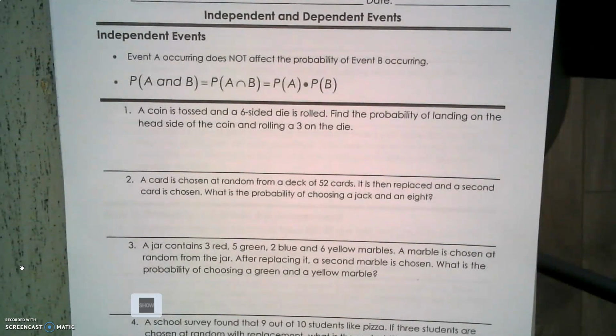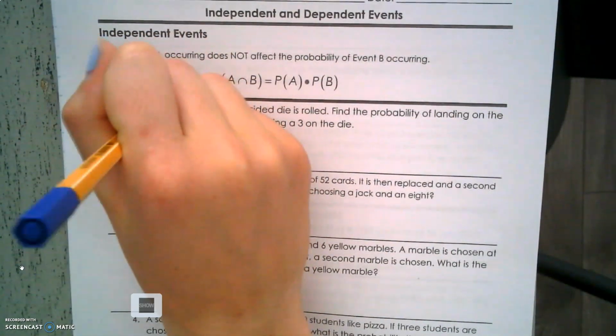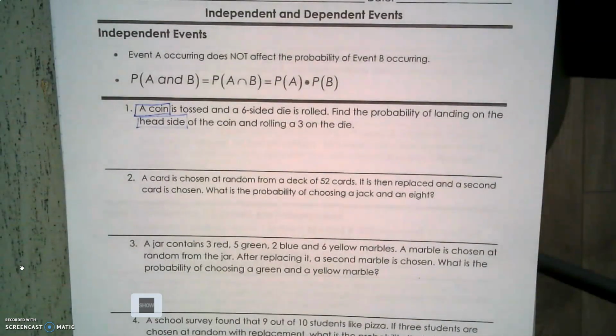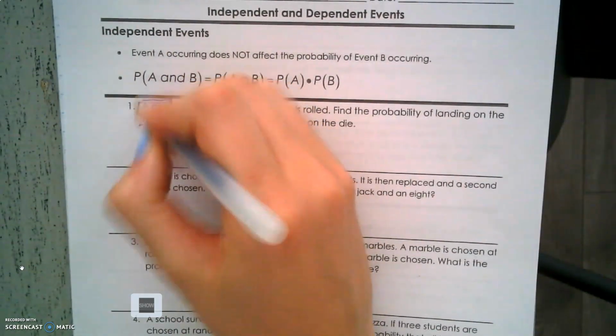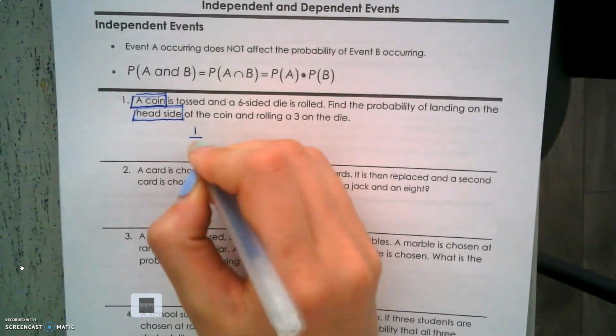So a coin is tossed and a six-sided die is rolled. Find the probability of landing on head and rolling a 3. So thinking of a coin, hopefully we know that a coin only has two sides. A coin has two sides, so if we want the head side, we have one option out of 2.